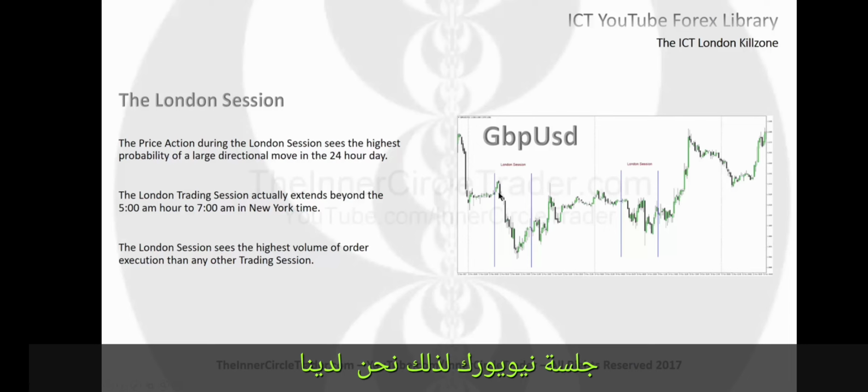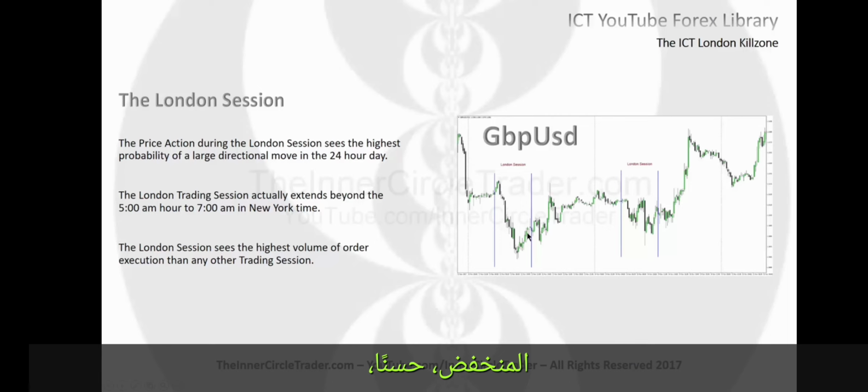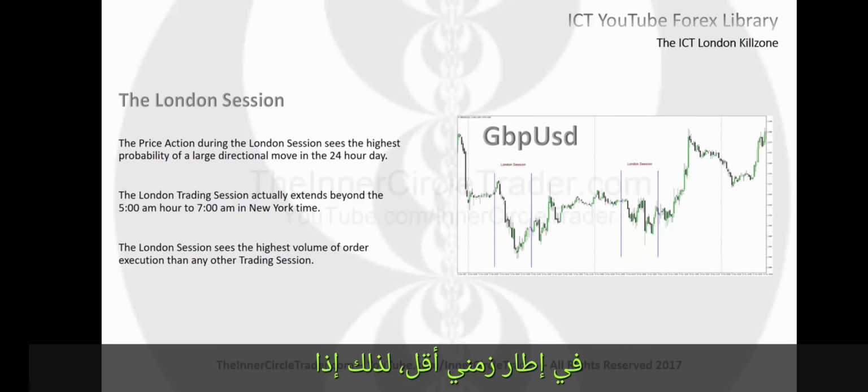So we have a micro power 3 formation in here. So we have the open, the rally up, the expansion, the low, off the low it closes. Okay, price is fractal, folks. We can anticipate seeing duplicate patterns that are seen on higher time frames on a lower time frame.